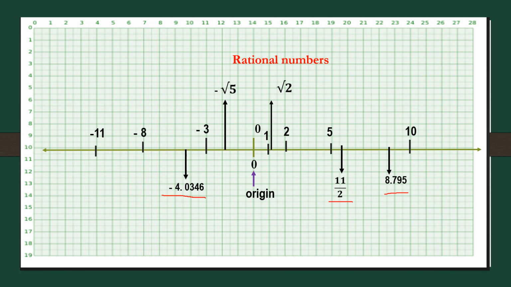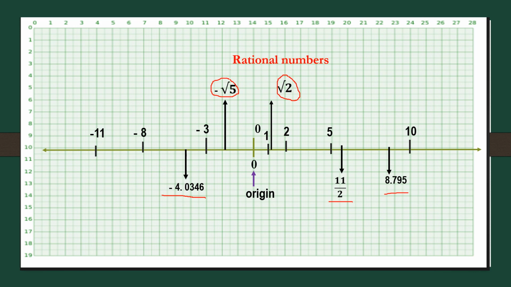I have got a few more numbers here. Minus root 5 and plus root 2. They too have a place on the number line. Last year we have tried to locate root 2, root 5, root 3, root 7, etc. on the number line. Not just these numbers, there are many more numbers and all of them have a place on the number line, which means they exist. They are all real.